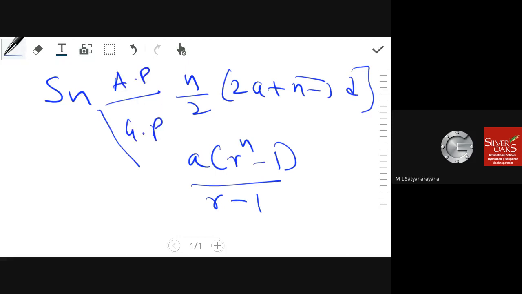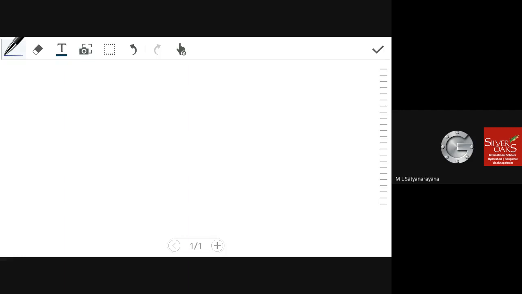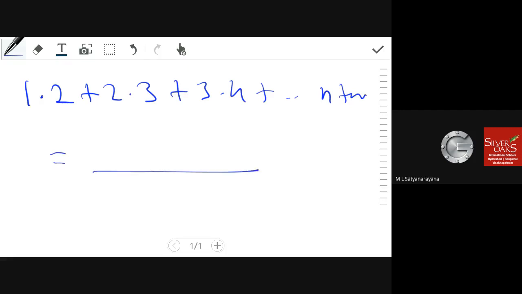Now, there is something called special series where the series won't be in AP or GP, but still we can find the sum to n terms. Suppose you have 1 into 2 plus 2 into 3 plus 3 into 4, so on up to n terms. Now, if I ask you to add this, how do we actually add the n terms of this special series? If you observe, 1 into 2 is 2, 2 into 3 is 6, 3 into 4 is 12, then 4 into 5 is 20.